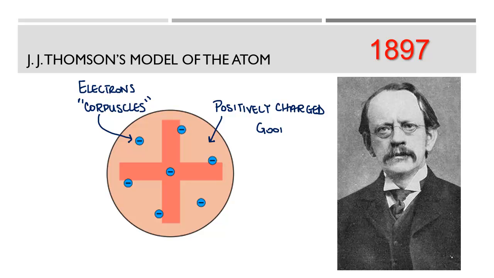Now, plum pudding is an English dessert. We can liken it to, say, a chocolate chip cookie. The chocolate chips being the electrons and the cookie part being that positively charged goop. Okay, so this is J.J. Thomson's plum pudding model of the atom. How did he come up with this?